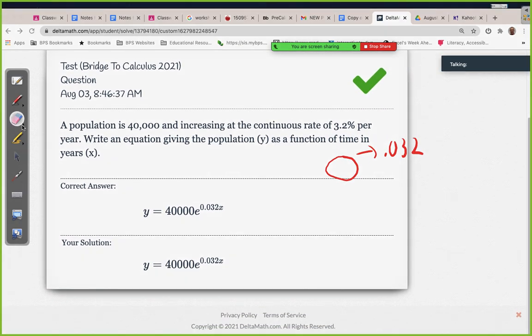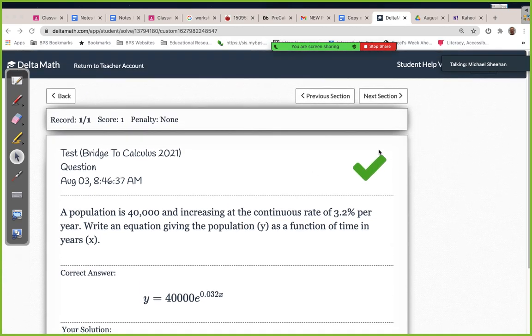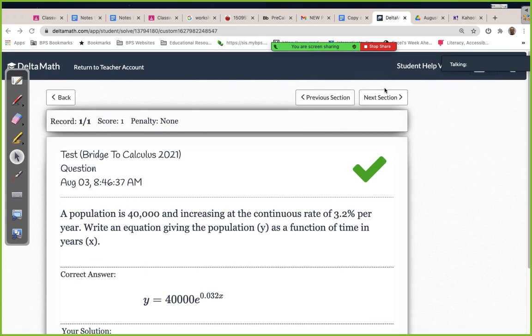All right, and Delta Math is pretty good about, if you put just .032 instead of 0.032, Delta Math knows it's the same, so it'll give you credit. But I will look at these anyways. All right, let's move on.